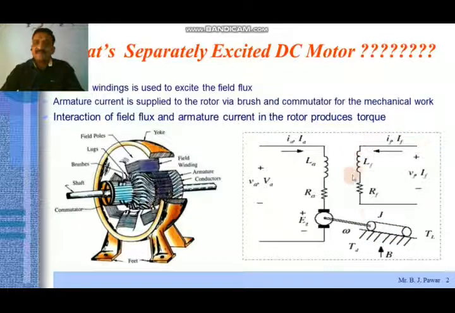And this one is the field winding, having its parameters like LF and RF. LF is again the inductance of the field winding, and RF is its own resistance, which is excited externally by a voltage source denoted by VF. By that VF, there will be a flow of field current, that is IF.